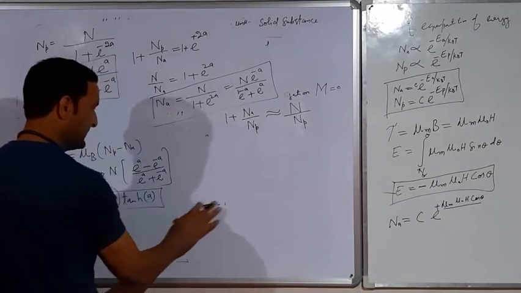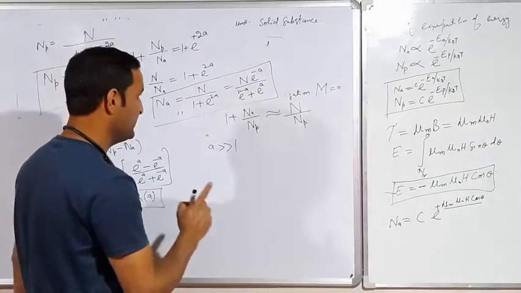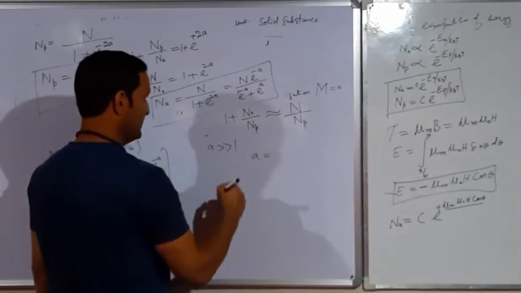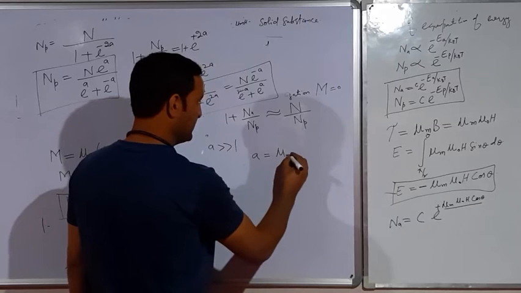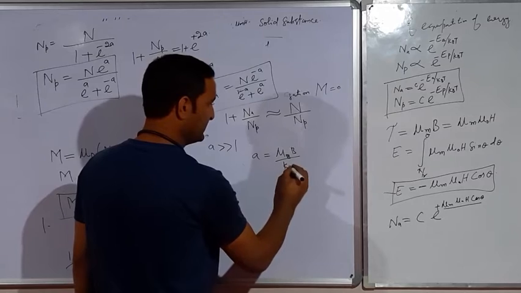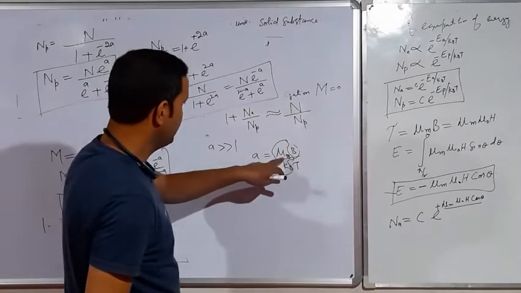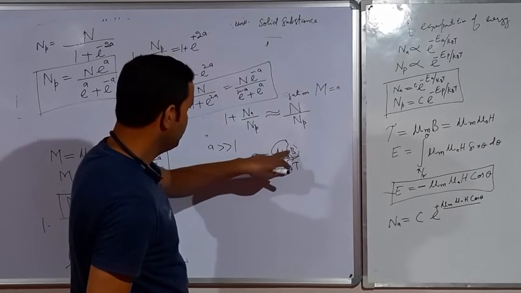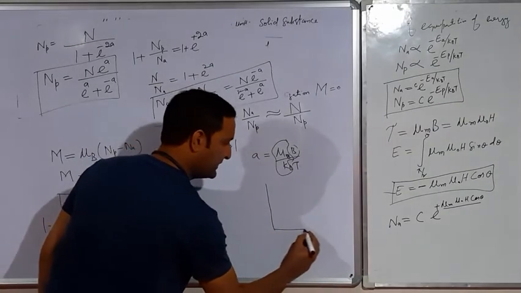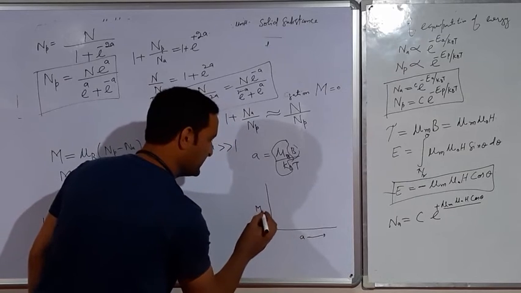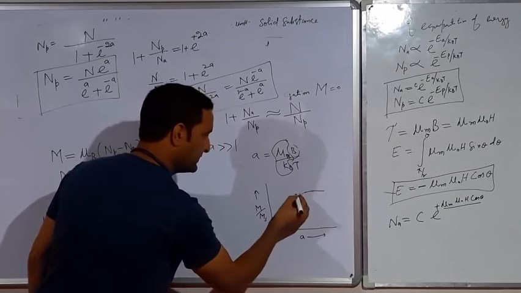Here, if A is very large, because A will be equal to mu naught mu B upon kBT. So mu B and kB are constants here. Sorry, B is not constant, it is constant mu. So it depends upon the value of B and T. If B is very large and T is very small, then A will be large. Then in saturation magnetization, as I already told you in the previous lecture, here A is on the x-axis and M upon Ms is on the y-axis. The saturation is at large A, that is saturation.